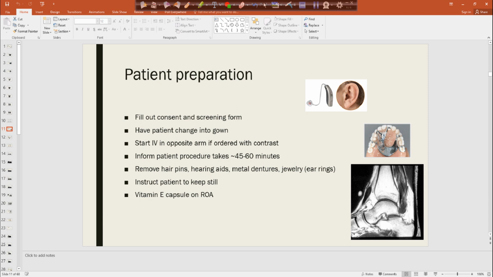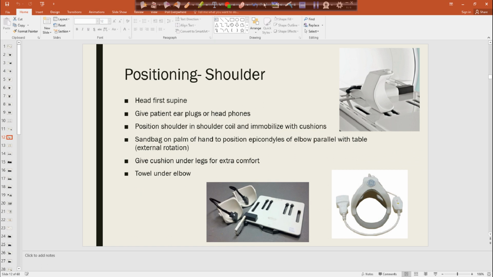So if it is on the lateral malleolus, make sure to put that little capsule on that side to clue them in on where the pain is. All right, we'll start off with our shoulder. Here we have several different shoulder coils. You got one that goes under the armpit here, and then one you just slide into.